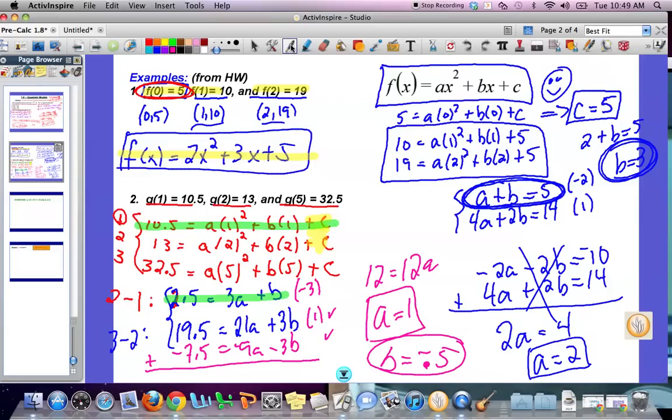If I plug it in right there, we're going to replace this with 1, and replace this with negative 1/2. So this is 1, this is negative 1/2, that's a half. Subtract a half, C equals 10. There's your 3 unknowns. So your equation for this one would be f of x equals 1x squared minus 1/2 x plus 10. That's number 2.